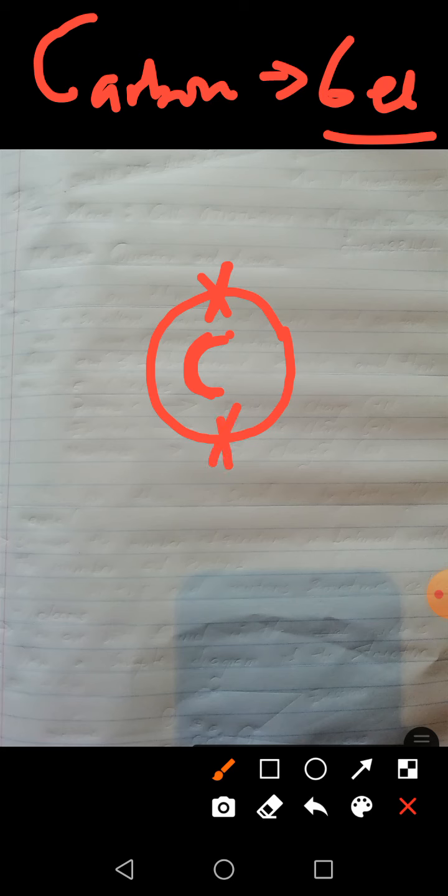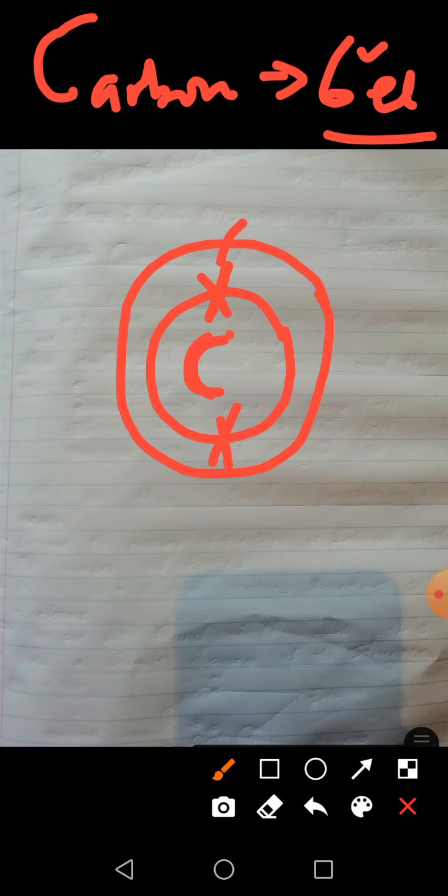And then we move on. The second shell can be filled with 8. But I removed 2 from carbon's 6, so 4 remain. So which means in the second shell I only add 4. So I put 1, 2, 3, 4. This is the electronic configuration for carbon. I think you are assisted.